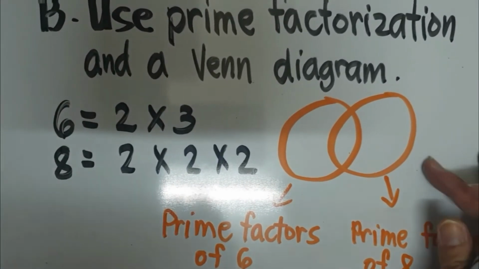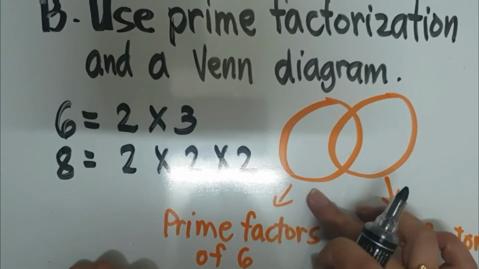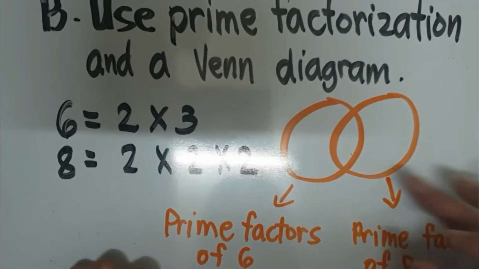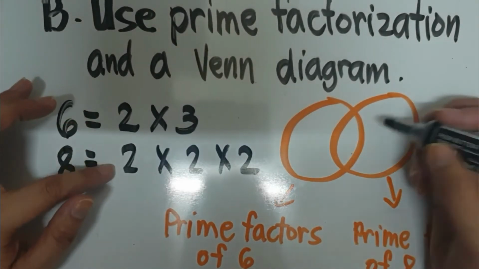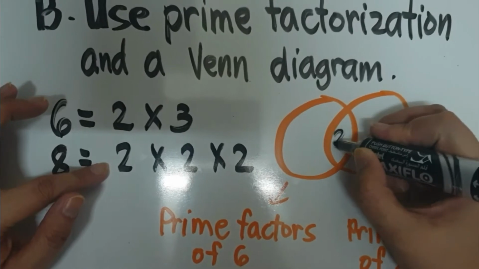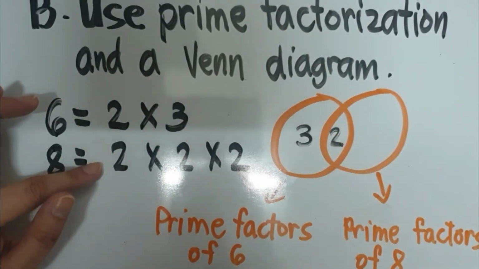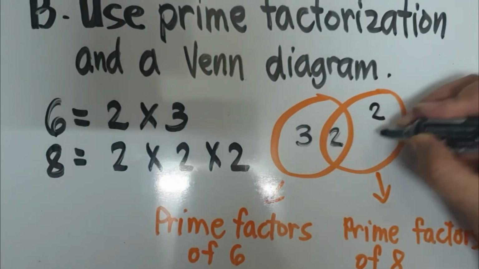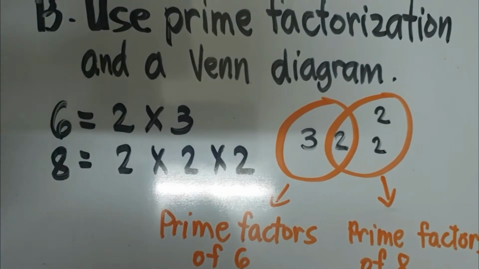So we have here the Venn diagram, and we will write on the left circle the prime factors of 6, on the right the prime factors of 8, and as you can see, they share a common factor, and that is 2. So that means we will write here 3 because 3 times 2 is 6. And then here we still have two 2's. Those are the prime factors of 8.